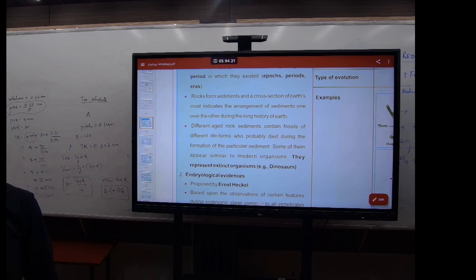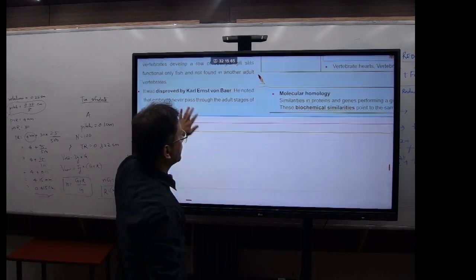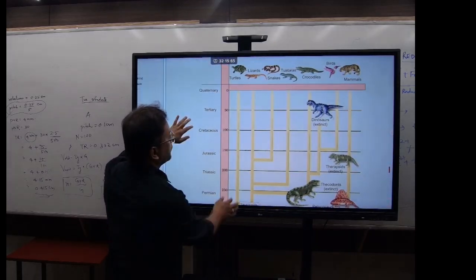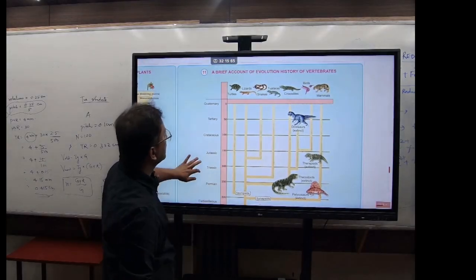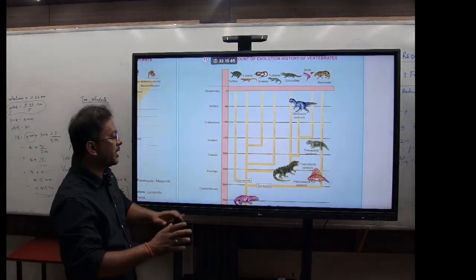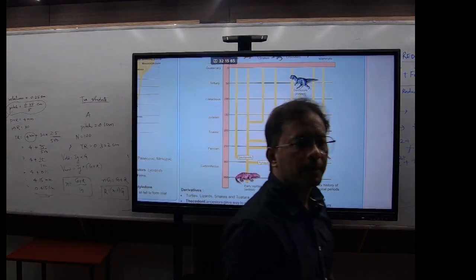Now go four pages later. Go to this page number. Can you see this one, guys? Look at this one. So here, guys, this is the evolution of reptiles, birds and mammals. And we knew this because of the fossils.